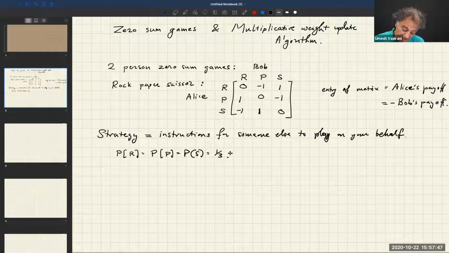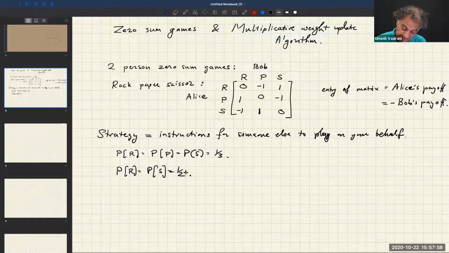Or you could say, well, maybe you might give this strategy. Maybe you would decide, well, probability of rock is equal to probability of scissors is equal to 1/2. That might be another strategy you announce. So suppose you tell your representative to play with this second strategy. How should Bob react to this? What would Bob do in order to guarantee as big a payoff as possible?